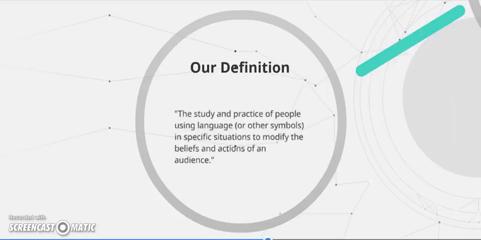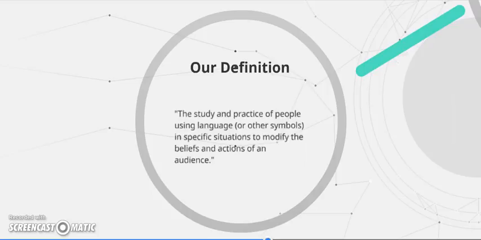Think of, say, President Obama makes a speech. We can get a transcript of that speech, and we can look at it with a critical eye to see how it was put together, what strategies were used, how it was designed to achieve its particular effect. By practice, and the book touches on this as well, rhetoric is something that we do.